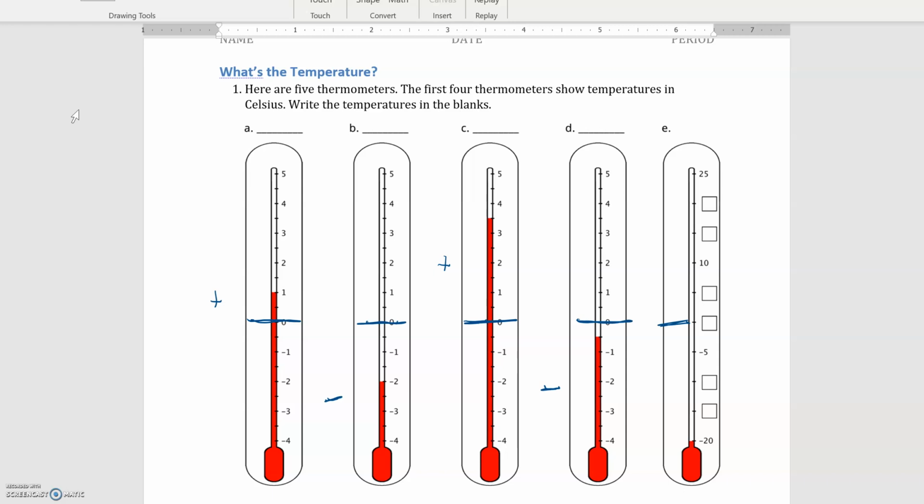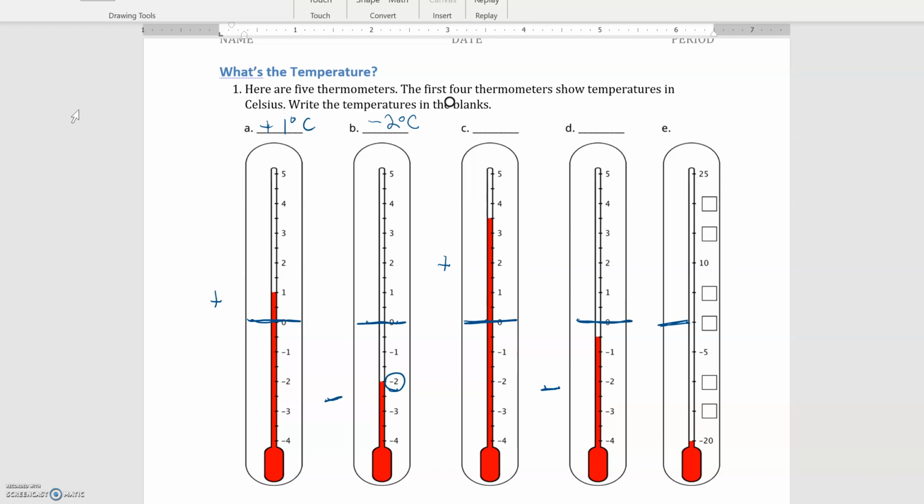Now that I know my signs, I can easily find a number reading by looking at the number scale of the thermometer. I see that A is at 1. I know it's above the thermometer 0, therefore it's going to be a positive 1 for my answer here for A. So it's positive 1 degrees Celsius, using a plus sign for positive. For B, I see it's on the negative side of the thermometer, below the 0, and I see it says negative 2 right here. So I'm going to write down the temperature reading as negative 2 degrees Celsius.